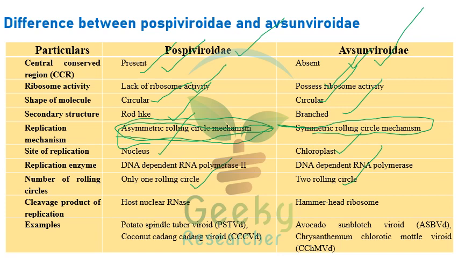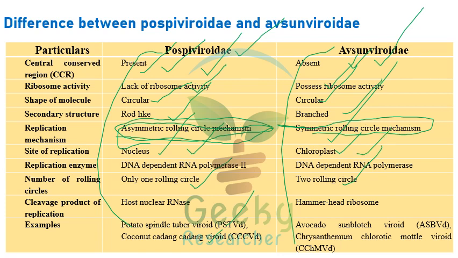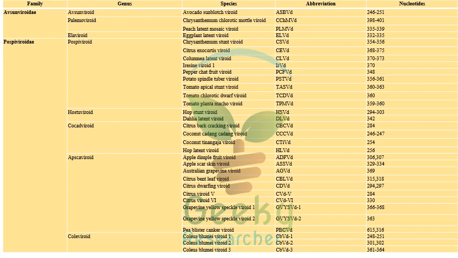The examples of viroids: potato spindle tuber viroid and coconut cadang-cadang, which I told you is the smallest viroid reported so far, both come under Pospiviroidae. Avocado sunblotch and chrysanthemum chlorotic mottle viroid come under Avsunviroidae. The important things to consider are: CCR is present in Pospiviroidae and absent in Avsunviroidae; the asymmetrical rolling circle mechanism is seen in Pospiviroidae, whereas symmetrical is seen in Avsunviroidae, one rolling circle versus two; and the site of replication of Pospiviroidae is the nucleus, whereas in Avsunviroidae it takes place in the chloroplast. So this is some general information about Avsunviroidae and Pospiviroidae, the different kinds of viroids and their groups.